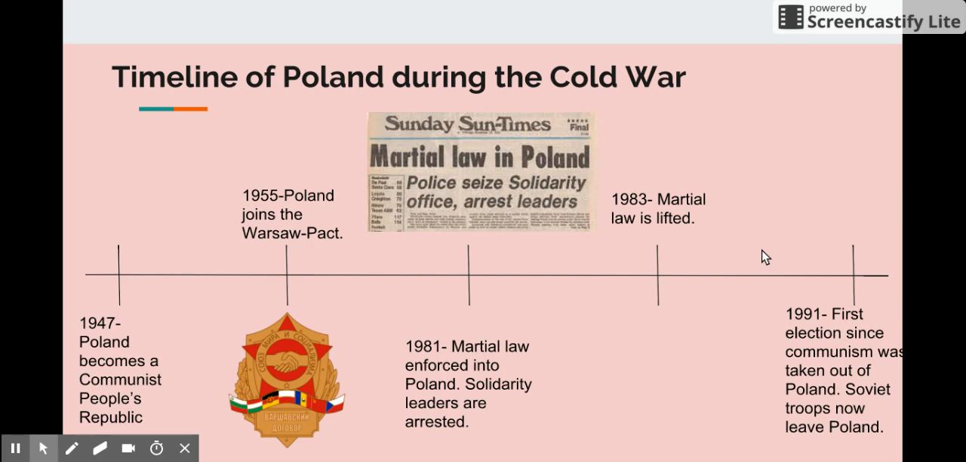What were the 5 major events in Poland leading up to and during the Cold War? So in 1947, Poland became a communist people's republic. In 1955, Poland joined the Warsaw Pact, and in 1981, martial law was enforced in Poland, and Solidarity leaders were arrested. In 1983, the law was lifted, and finally in 1991 was the first election since communism was taken out of Poland. Soviet troops were also leaving Poland at this time.